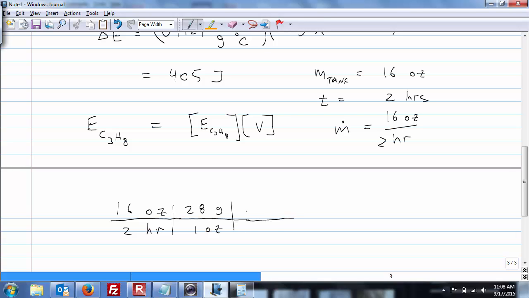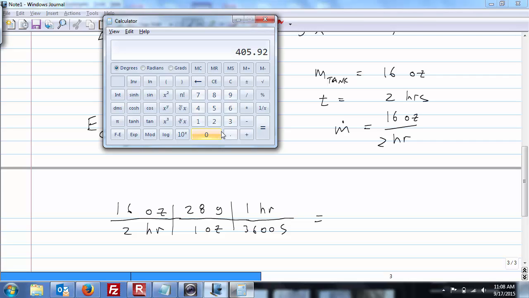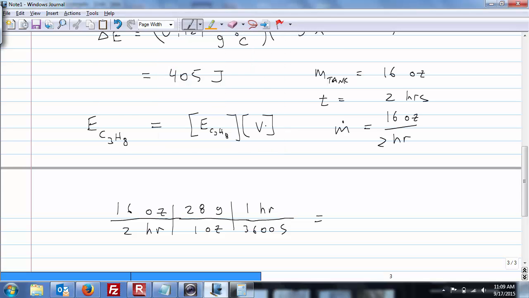And then we've got how many seconds per hour? 3,600 seconds per hour, let's do it the other way, 1 hour on the top, because we need that to cancel, 3,600 seconds. And again, this might be off by a factor of 2, because we're just estimating here. But we've got 16 times 28 divided by 2 divided by 3,600 equals 0.06 grams per second.